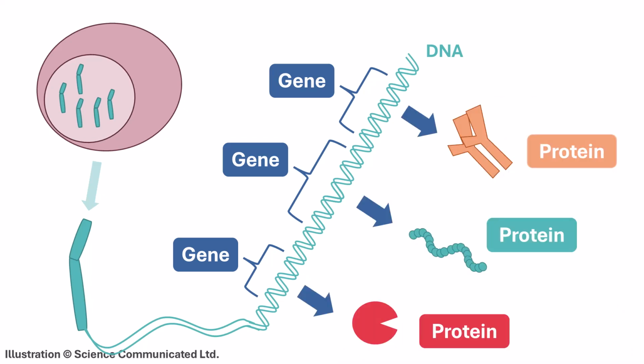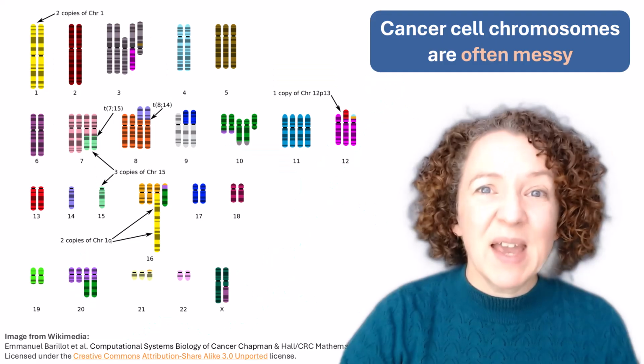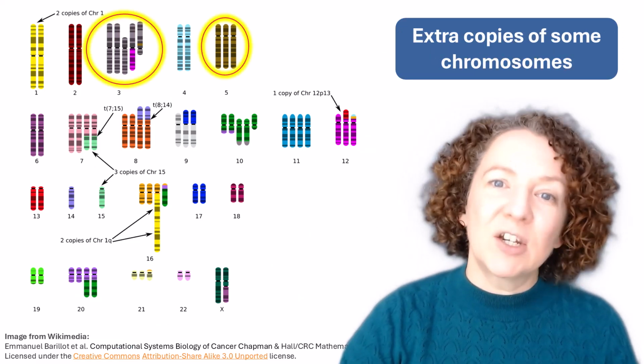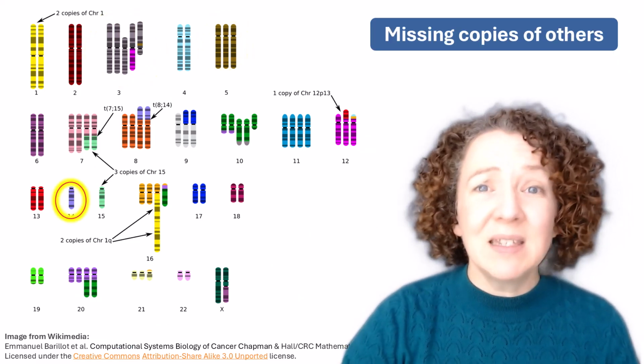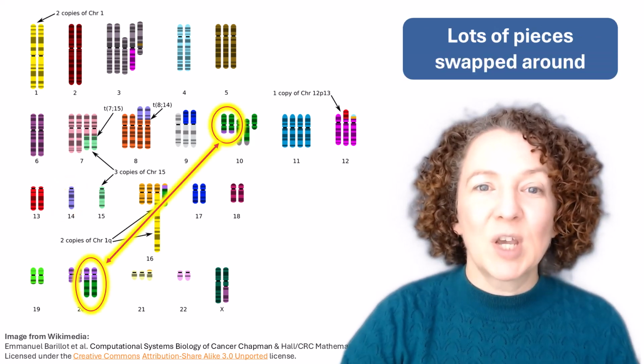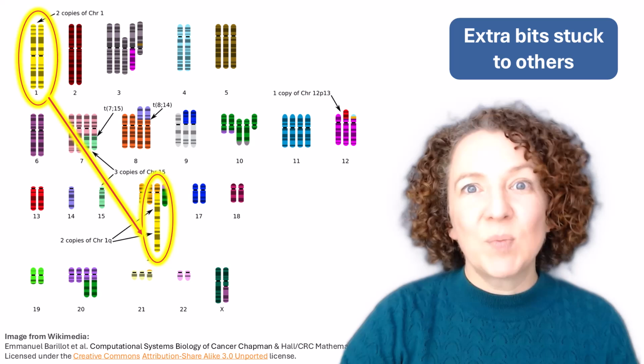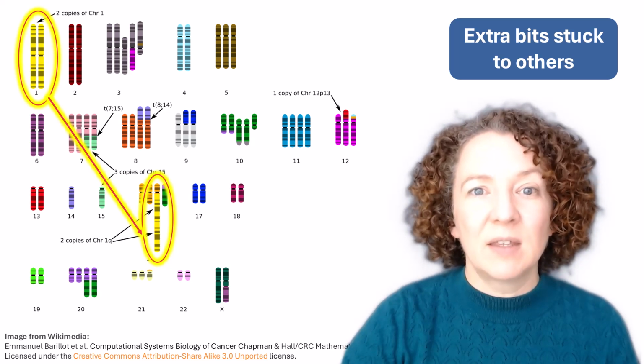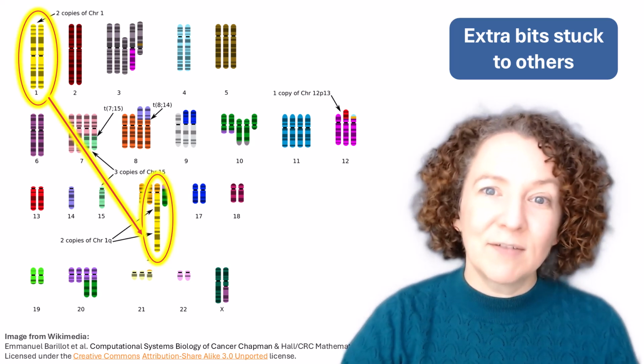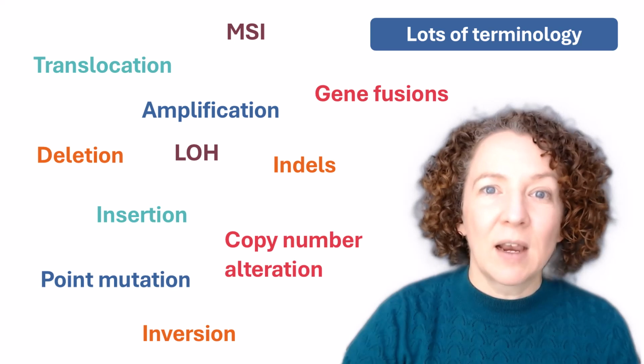In some cancer cells, the chromosomes are a complete mess, like you see here. There are extra copies of some chromosomes and missing copies of others. Some chromosomes have broken and the pieces have gotten swapped around. There are even extra bits of chromosomes that have been stuck to others. Scientists use a lot of terminology to describe exactly what's gone on.